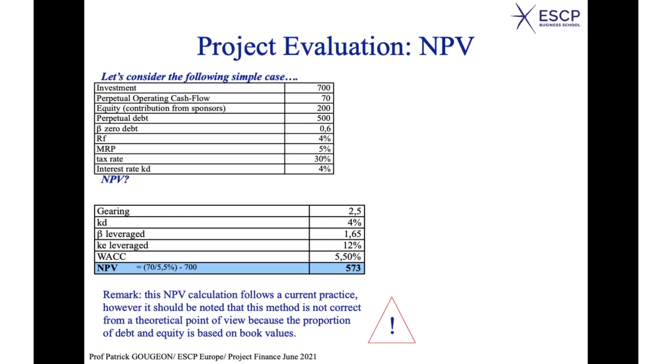And now the problem is whether this is quite correct. This NPV calculation follows the current practice, but the problem here is that we are taking book values, particularly to determine the debt equity ratio. We take the book value of the equity, which is just the total amount invested, 700 minus the debt. So 200 is the contribution of equity holders. So this is the book value of equity. Does it make sense? When you look at the cost of equity, and probably it's not the first time you hear this, and I hope not.